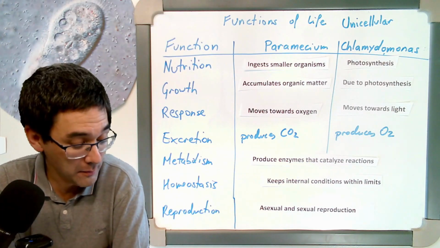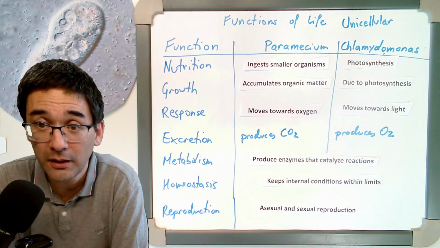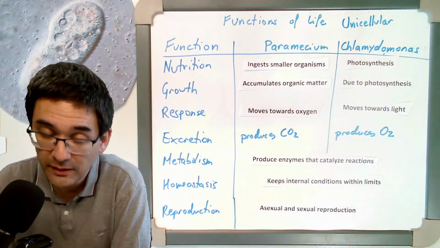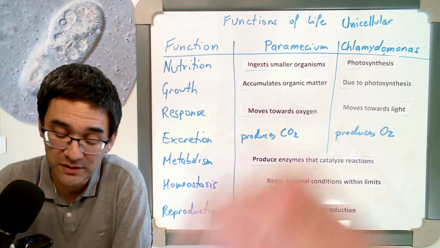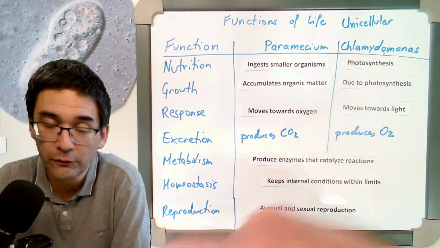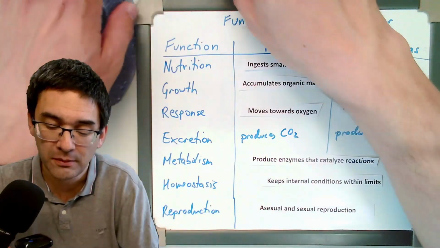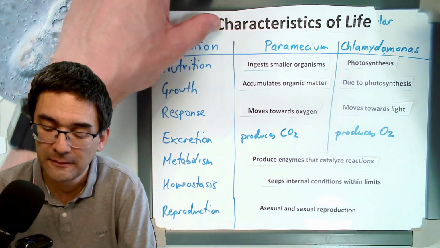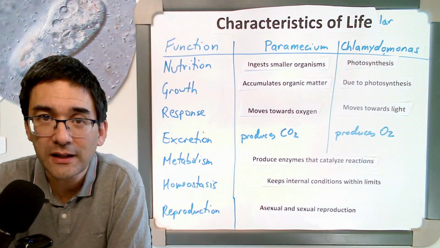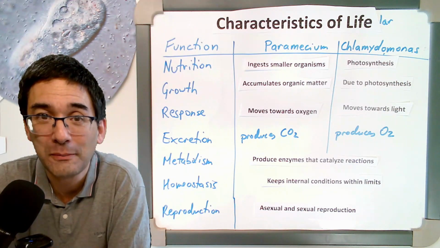Okay, so I'm going to leave it at that now. I think it's a good idea if you kind of memorize this table a little bit. But I think what's also important is to know, of course, the different functions. I mean, sometimes some people call it the characteristics of life. Okay. Yeah. I think I'm going to leave it at that now, and I wish you all the best.